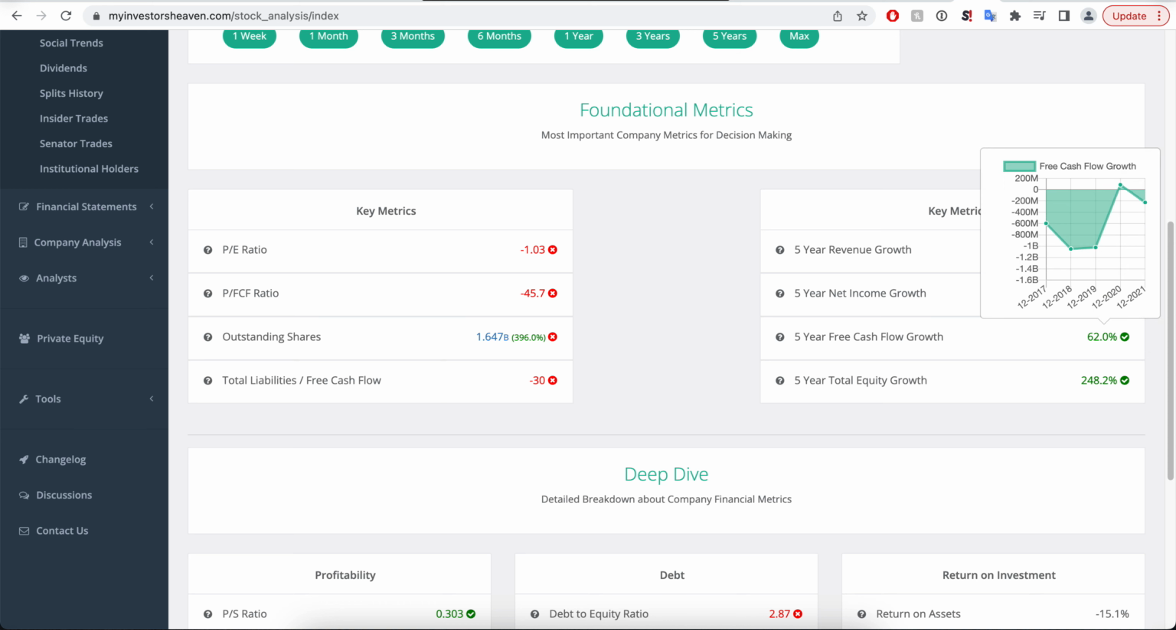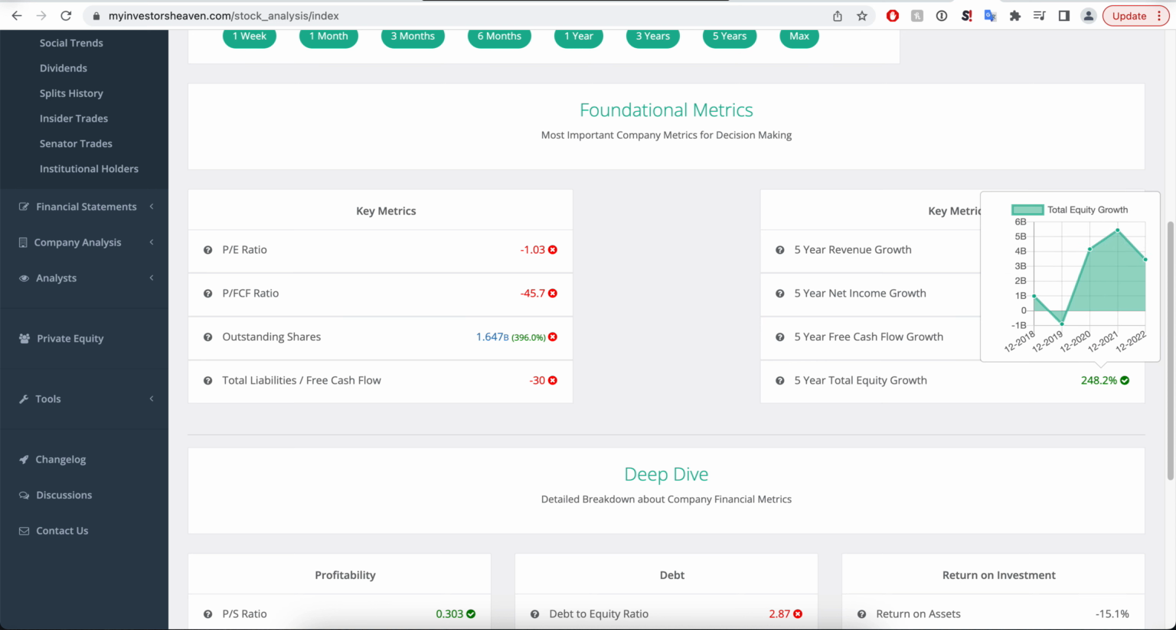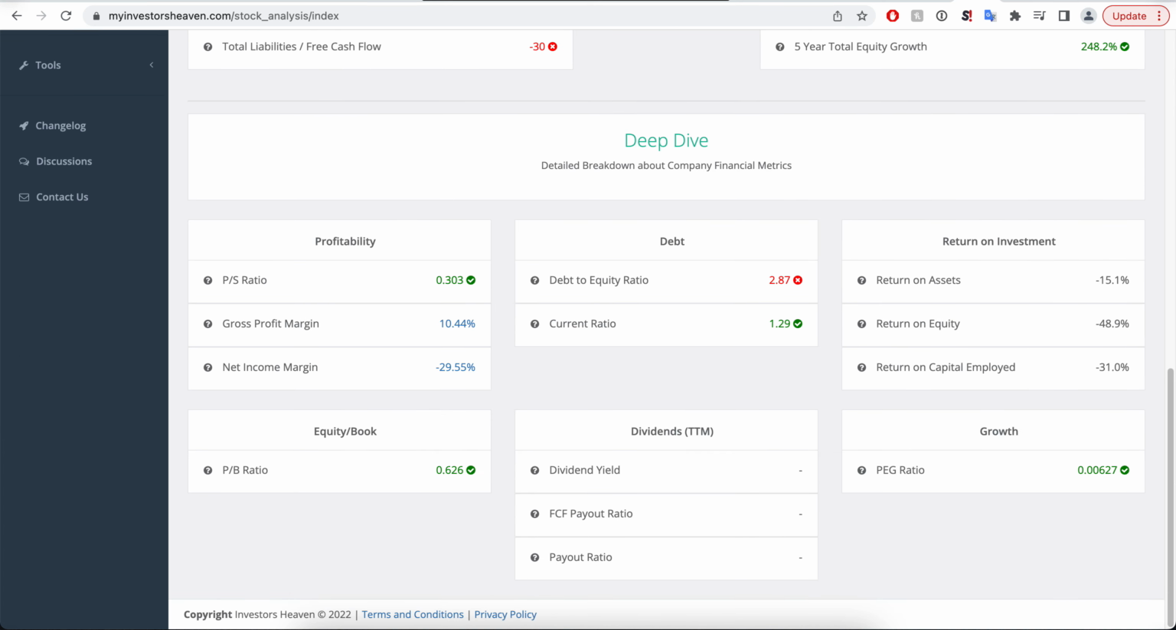And the free cash flow of the company has been a little bit better than the previous years, but still in negative territory, just less negative than what it used to be. And the equity of the company has been growing not because they are making profit, but because they are actually issuing shares pretty much. That's what's happening here.